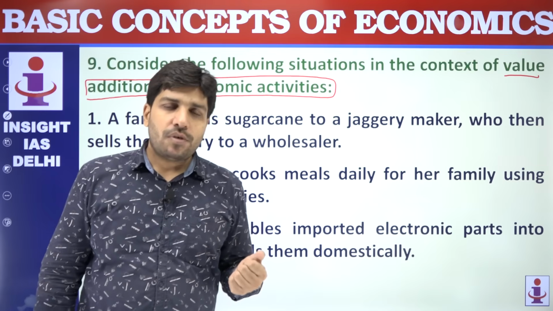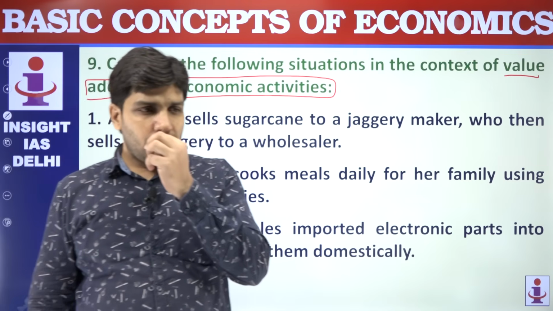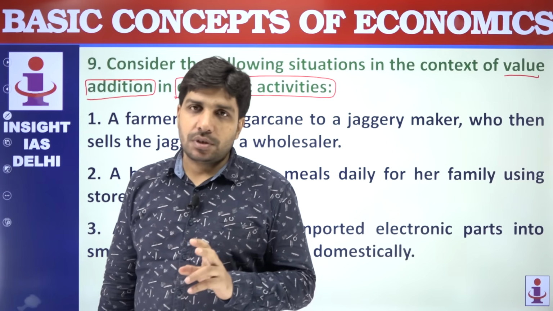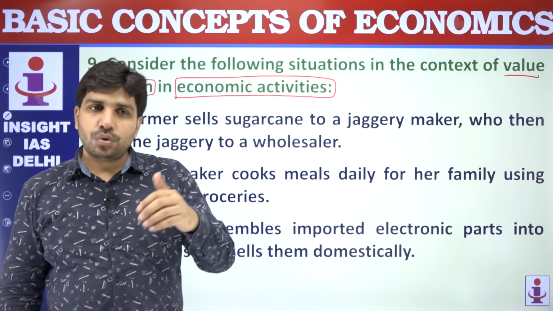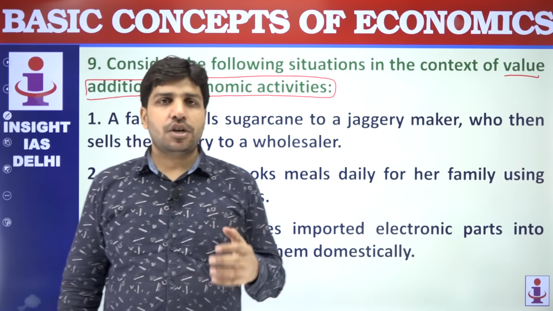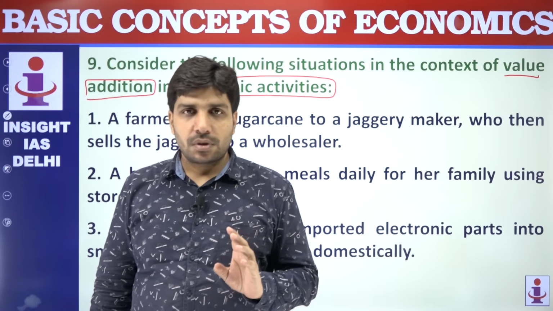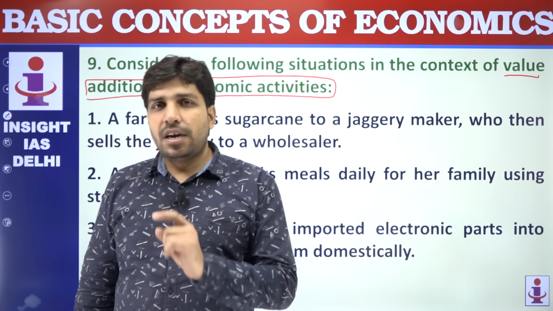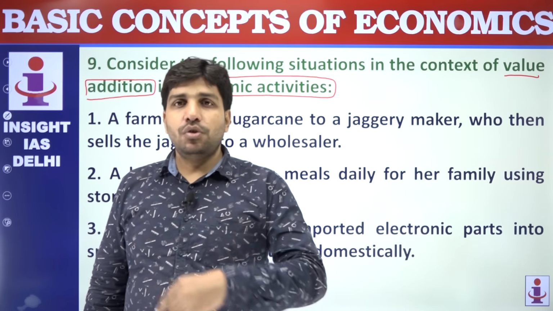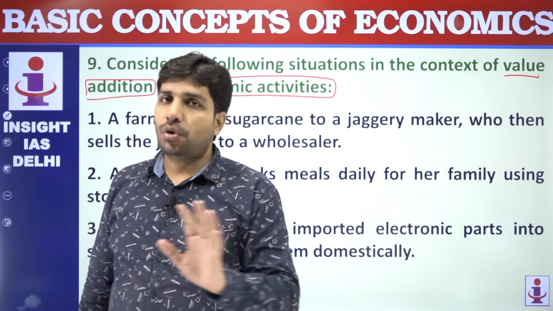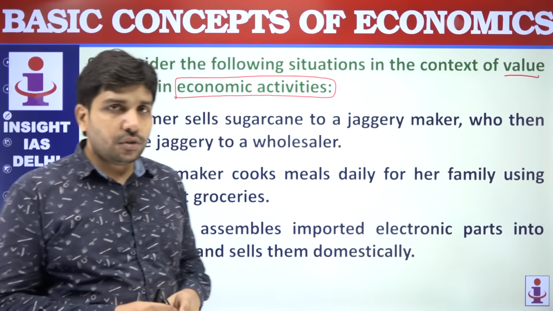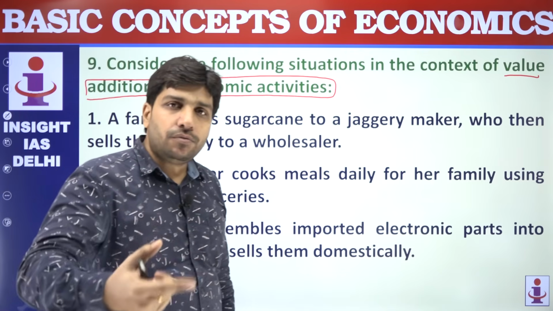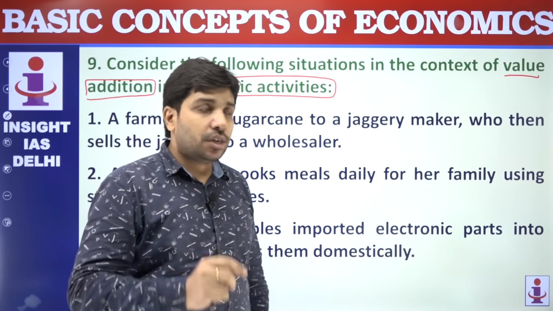Take another example for value addition. Suppose you got 10 kg of wheat. You have two options. Either you can go to the market and sell the 10 kg of wheat directly. Or you grind it down into flour and then go to the market and sell the flour, not the wheat. So you added value to the wheat, and that is called value addition.